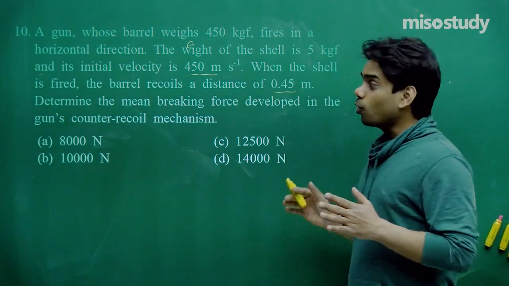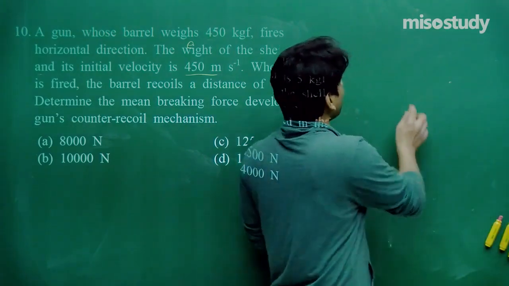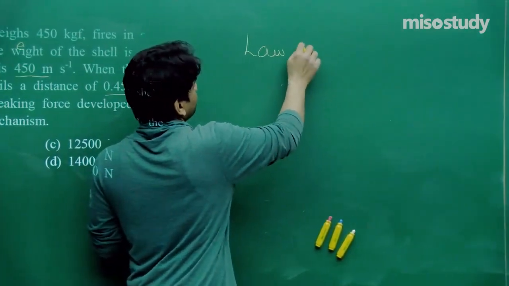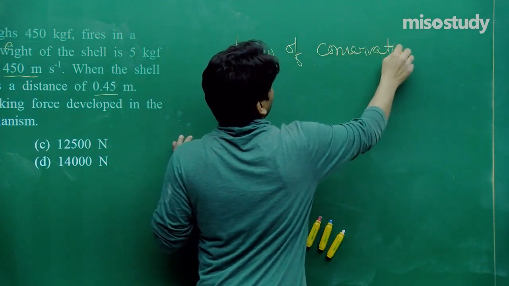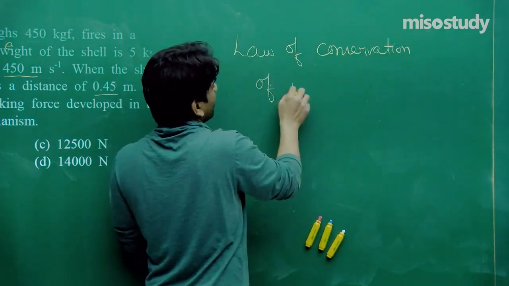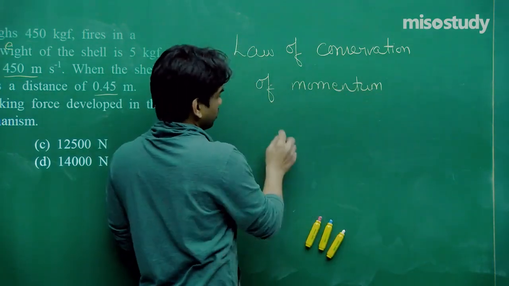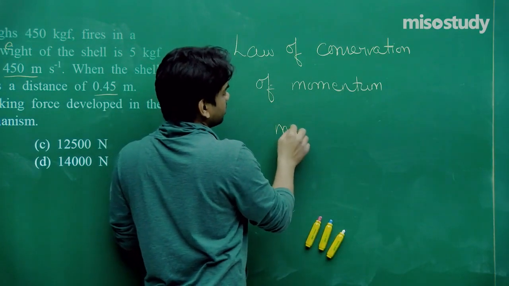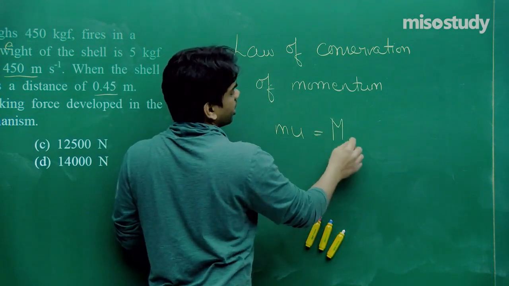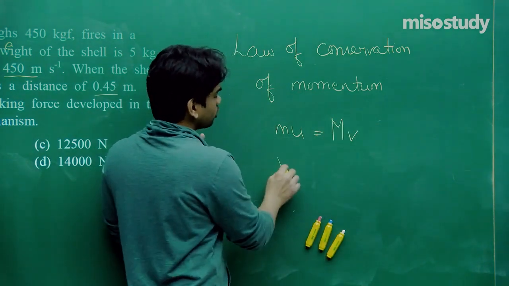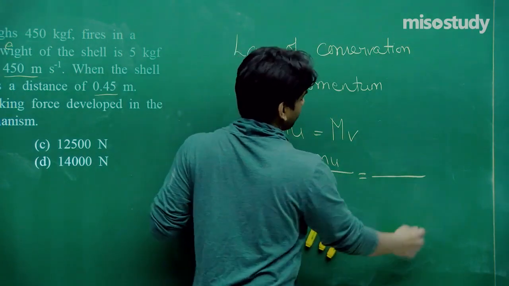First of all, let's try to find out the speed with which the gun recoils back. So we can use the law of conservation of momentum. It's a gun recoil case, we can easily find out the recoil speed. Now let's say the mass of the bullet is small m, its speed with which it was projected is u, the mass of the barrel is capital M, its speed is v. So v will be equal to mu divided by capital M.